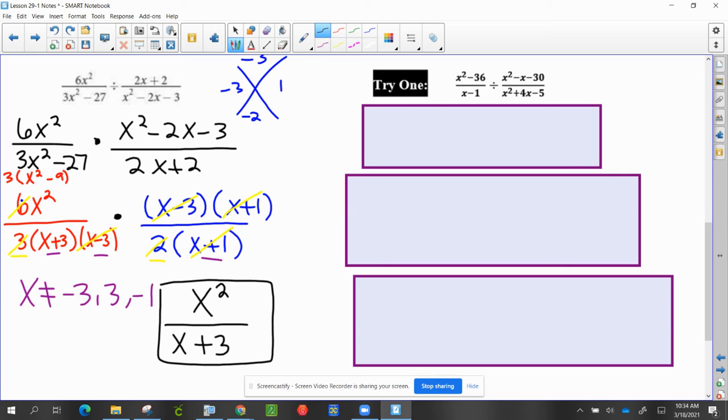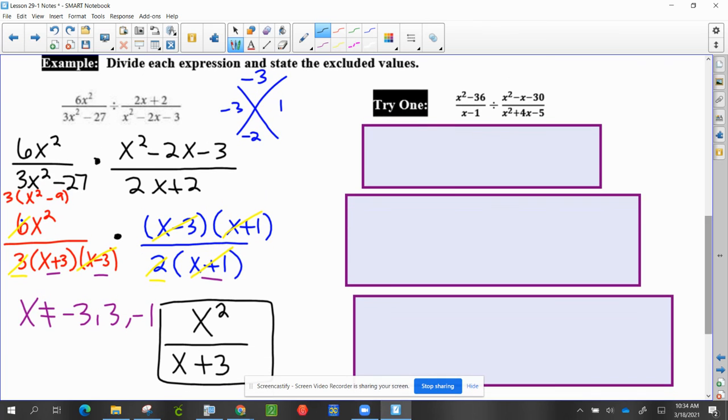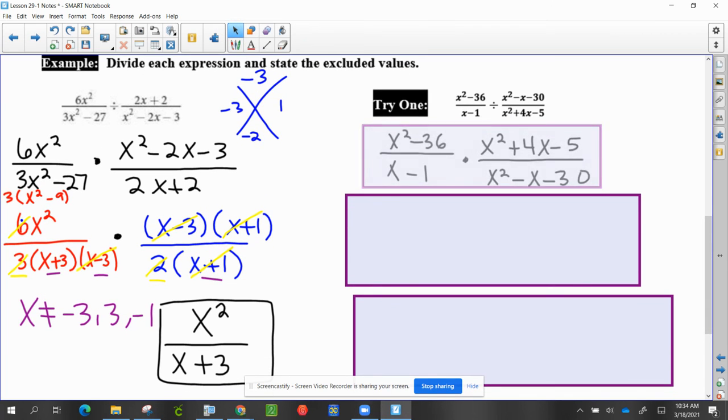Okay, so I'm going to have you guys try one. You have a lot of factoring to do. You have a difference of squares and 2 trinomials. So we have to start by first keep, flip, multiply. Keep the first fraction the same, multiply by the reciprocal of the second fraction. So there's the setup for that one. Now factor everything you can and see what cancels out. Try the rest of this problem.